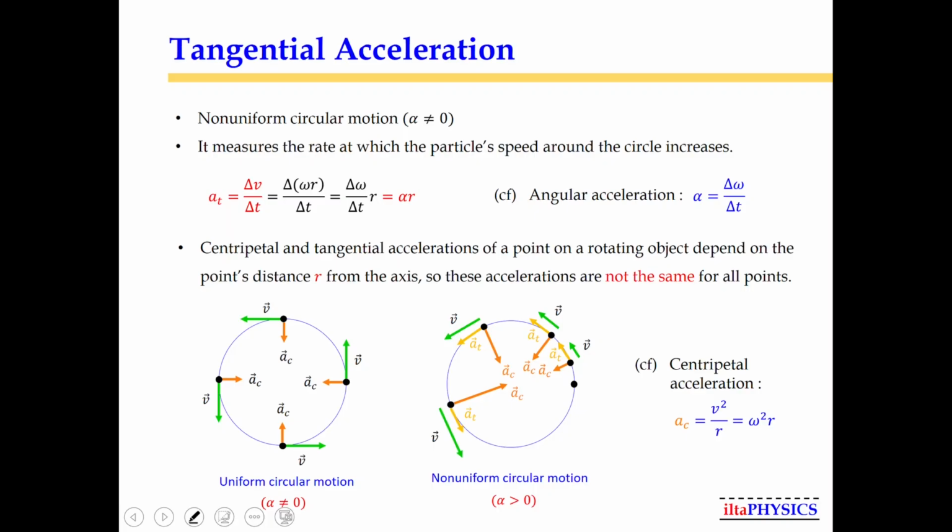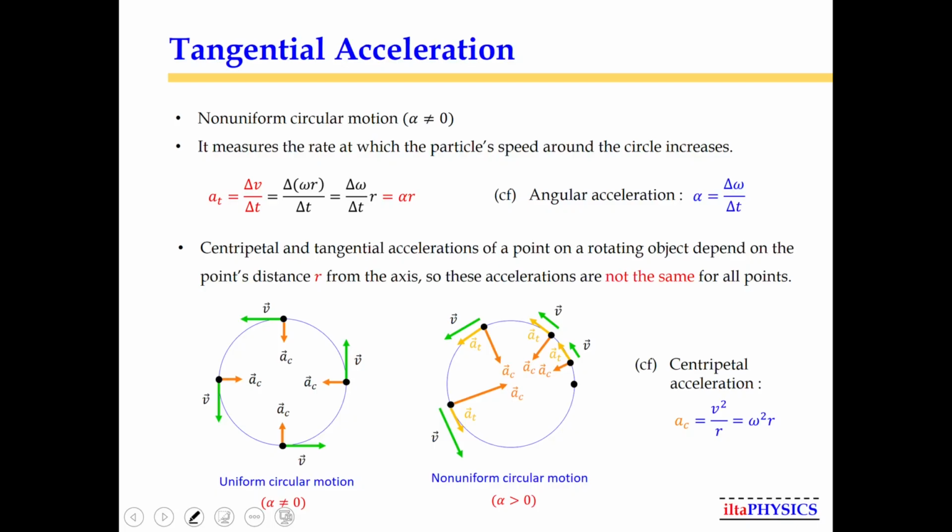On the left, we have constant circular speed, meaning angular acceleration is 0. Since there's no angular acceleration, the rotational speed, called tangential velocity, is the same at every point, and the centripetal acceleration is constant. Remember the relationship between centripetal acceleration and tangential velocity.